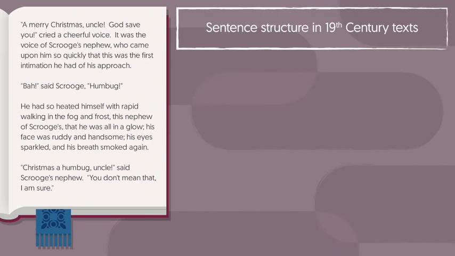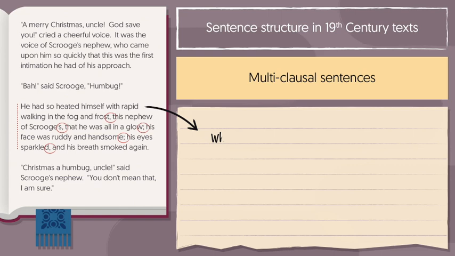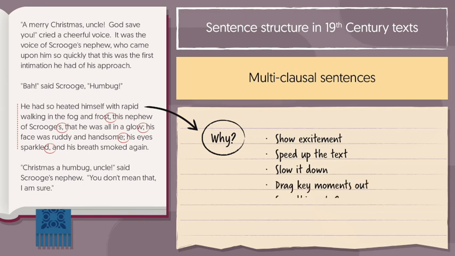Some people can get a bit muddled when analysing the sentence structure used in 19th century texts. Texts written in this time period often used very long sentences with lots of commas. We call these multi-clausal sentences. It's important to correctly identify why the multi-clausal sentences are being used. Is it to show excitement, to speed up the text, to slow it down, to drag key moments out, or something else entirely? A multi-clausal sentence is capable of doing many things, so make sure that you've correctly identified the purpose of its use in your particular extract.